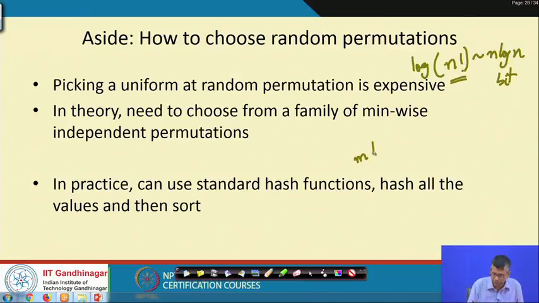For instance, you take MD5, you take murmur3, and any fast reasonable hash function, and then you hash all the values into, let us say, hexadecimal numbers or some strings, and then you just sort them. That is all we do.